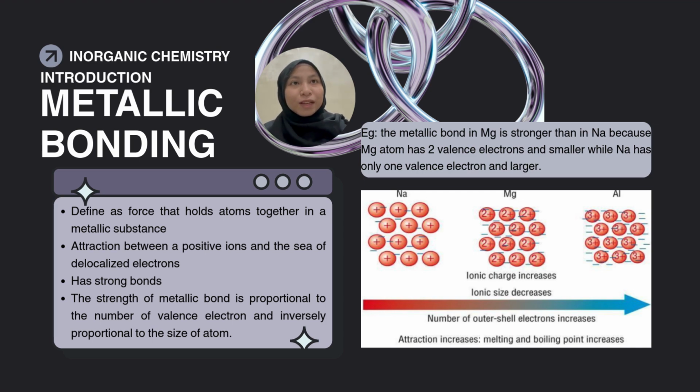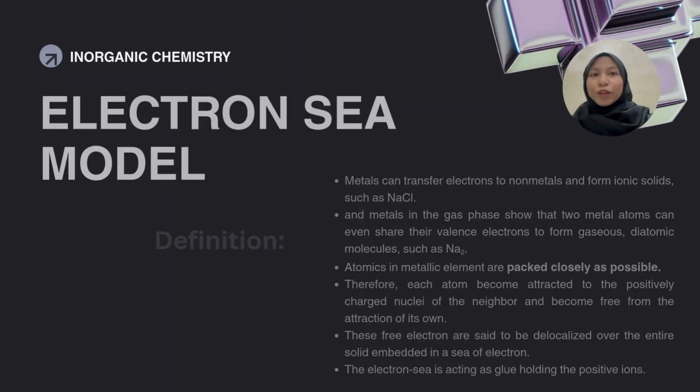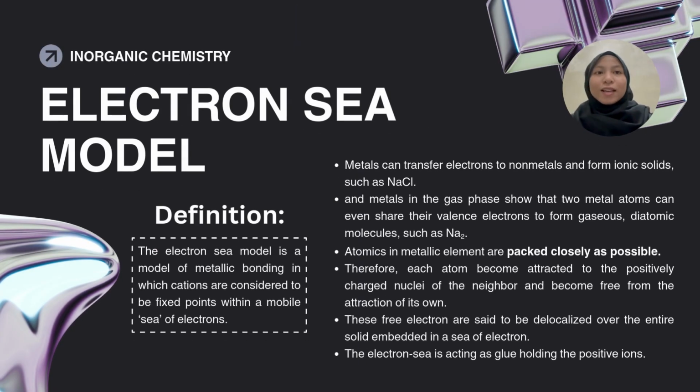For example, the metallic bond in magnesium is stronger than in sodium because the magnesium atom has 2 valence electrons and is smaller, while sodium has only 1 valence electron and is larger. Next, moving on to the electron sea model. The definition states that the electron sea model is a model of metallic bonding in which cations are considered to be fixed points within a mobile sea of electrons.